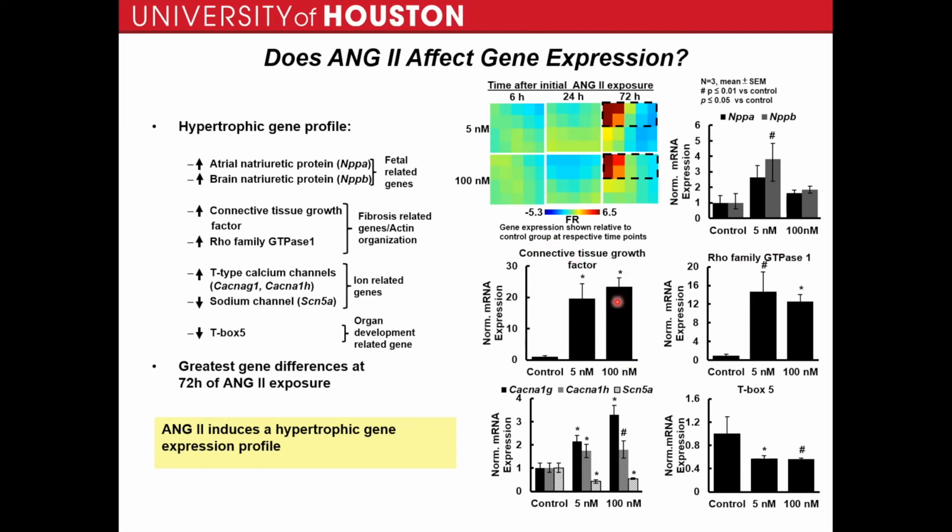So connective tissue growth factor, TBOX5 and SCN5A. We saw that there was a decrease in SCN5A and TBOX5. These are genes that are really important in conduction within the heart. And so this was actually promising, seeing that we were able to mimic some of, we were able to induce a hypertrophic gene expression profile within our disease model.